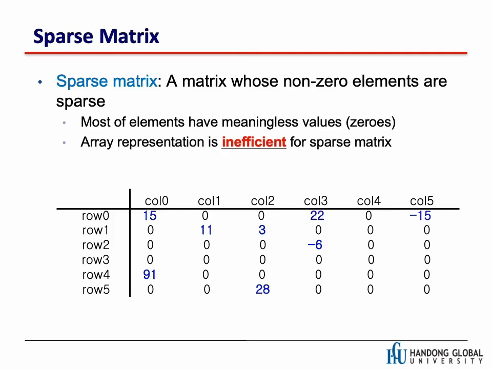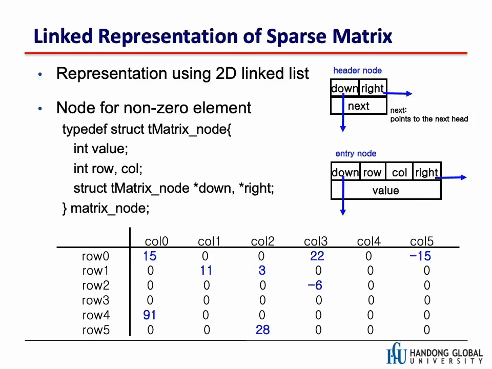So we need a more efficient way to represent a matrix. And here is a better way to represent a sparse matrix rather than the 2D array. Basically we'll use a linked list, but it is a 2D linked list. We have one linked list following each row, and another linked list following each column. So that's how we have a 2D linked list.